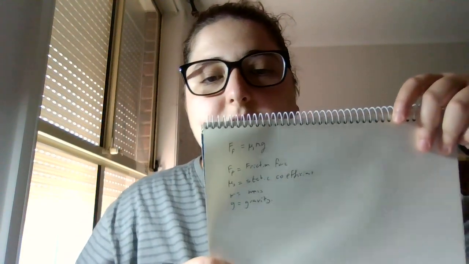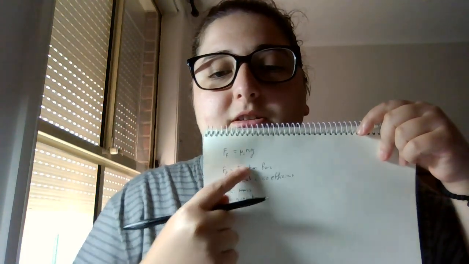or the static friction force, we do capital F, lowercase f for friction, is equivalent to mu s m g, where capital F, lowercase s, is the friction force, mu s is the static coefficient, m is mass and g is gravity as always. So we have F f is equal to mu s m g.